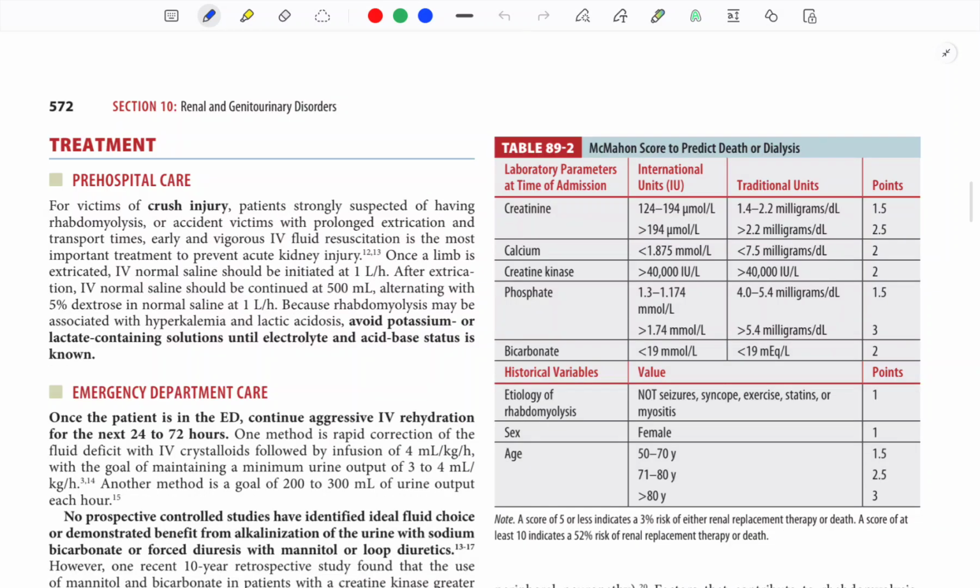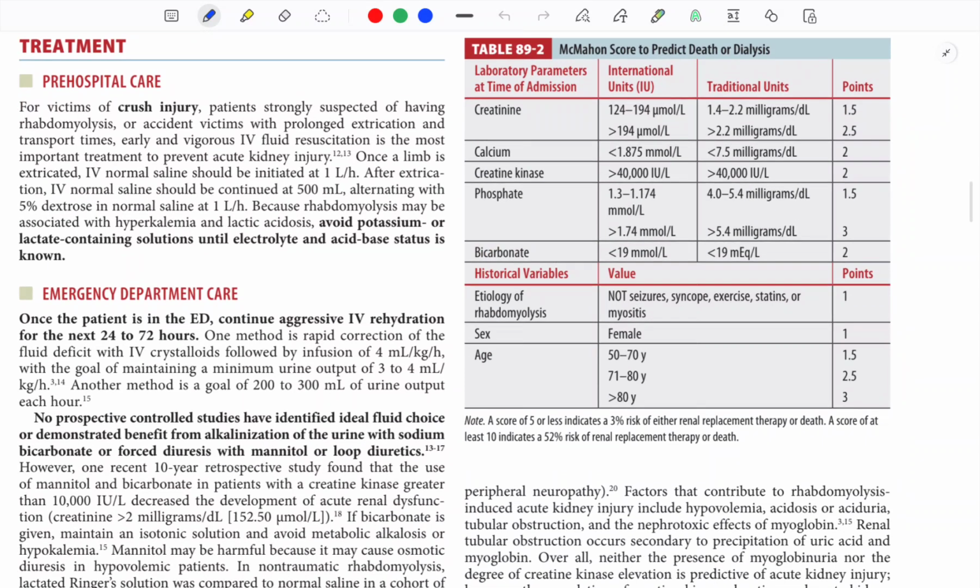There is a score called McMahon score to predict death or dialysis in a patient with rhabdomyolysis. So its components are calcium, creatinine, CK, phosphate and bicarb. Calcium, creatinine, CK, phosphate, bicarb. And then there are historical variables like etiology of rhabdomyolysis, age and sex of the patient.